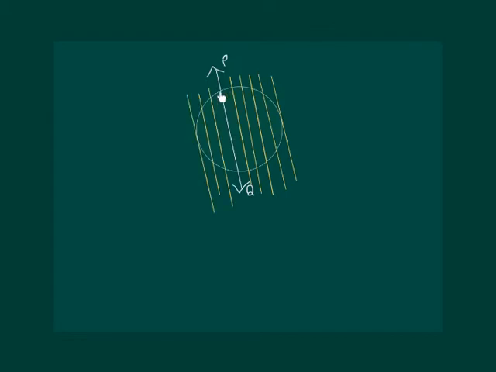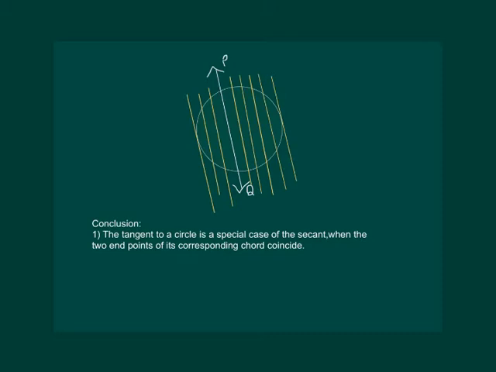We observe that 2 points of intersection of the line and the circle are coming closer and closer as we move away from this line on both sides. And in one case, the distance between 2 points becomes 0 on one side of the secant, and another case it becomes 0 on the other side of the secant. In other words, these two are tangent to the circle parallel to the given secant PQ. Hence we come to the conclusion that the tangent to a circle is a special case of the secant when the two endpoints of its corresponding chord coincide.